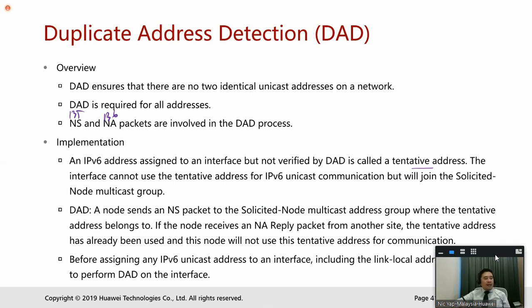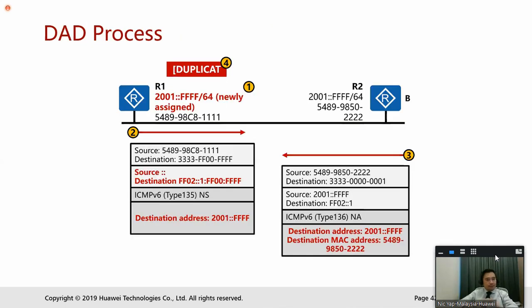Before assigning any IPv6 unicast address to the interface, including the link-local address, you need to perform DAD on the interface. So they will do it themselves. They will do it automatically when you configure an address. They perform the DAD. So how is the DAD process performed? It will be something like this.